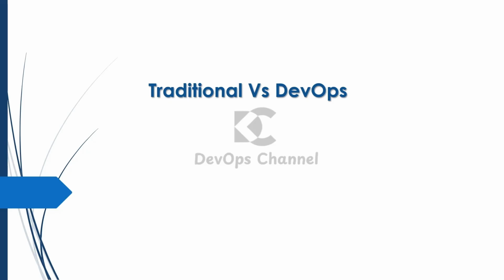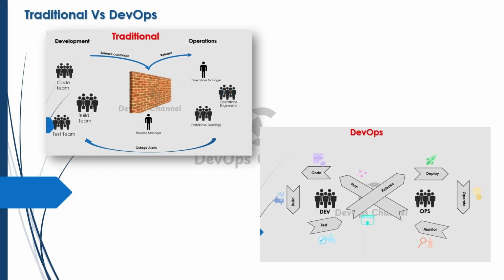Hi friends, now we have some info about the term DevOps, and also with the help of an example or diagram we have seen how it is different from traditional, right? Now let's understand the key differences between these two methodologies. Okay, now we have seen this.